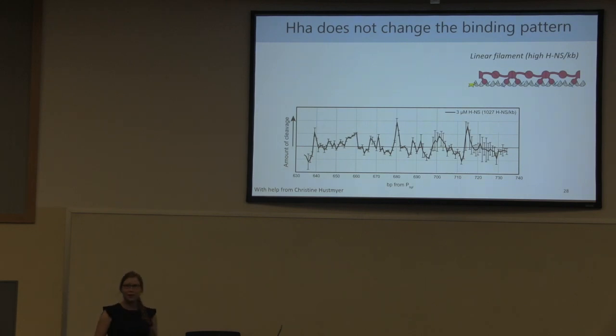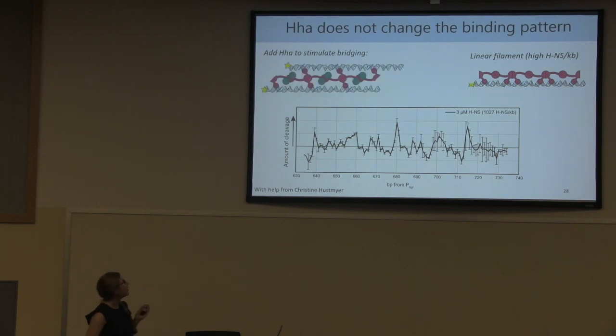And with the help of my predecessor, Christine Hussmeyer, who's going to be amazing at HNS for the next few years, she helped me do this experiment, where we could add HHA to stimulate bridging, which I already showed you in the AFM, which was pretty convincing in showing that HHA prefers to form a bridge filament. So by adding HHA, we could form this bridge filament and look at the cleavage pattern in this filament. And here in green is that cleavage pattern, which looks pretty much the same as the linear filament.